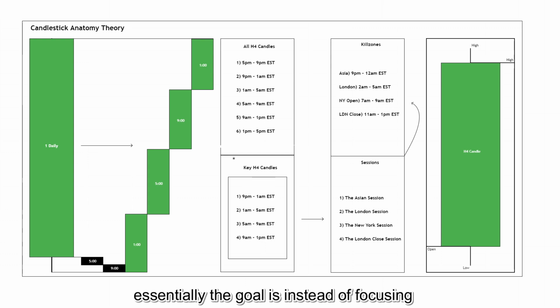So essentially the goal is, instead of focusing on the entire daily range and trying to catch the entire daily bias, focus on the specific 4-hour candlestick relative to your specific session. Meaning, if you're trading the London session because that's most convenient for you, then you obviously want to be trading from 2 a.m. to 5 a.m. and you want to focus on the 4-hour candlestick between 1 a.m.